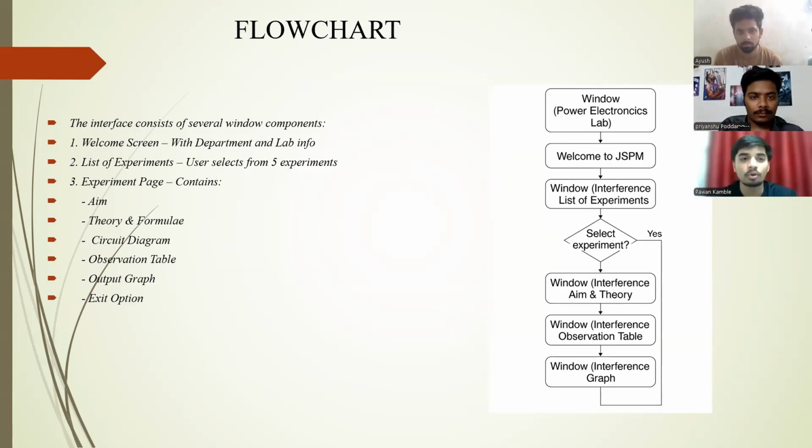So this is the flowchart of the code. First, we open our window where our college name and the power electronics lab are shown. Then we click the proceed button, and the list of experiments is displayed. Then we select the experiment which we want to take. For example, if we take experiment number 1, it will open the circuit name, theory, and so on, all the details of the particular experiment we have selected. After that, we have to enter the observation table. Then the graph will be plotted. Hence, our experiment is successfully done.